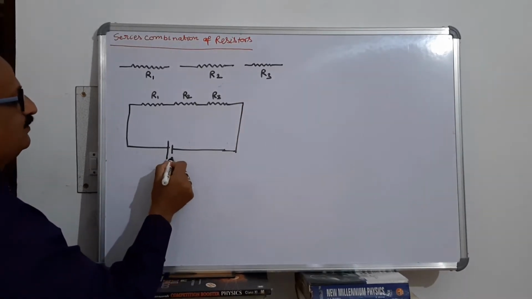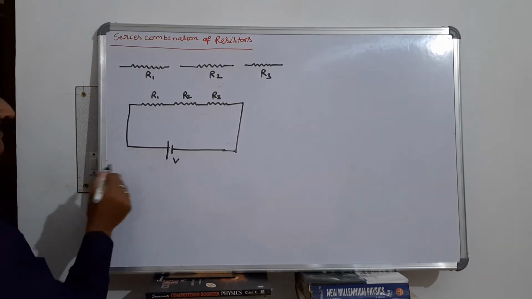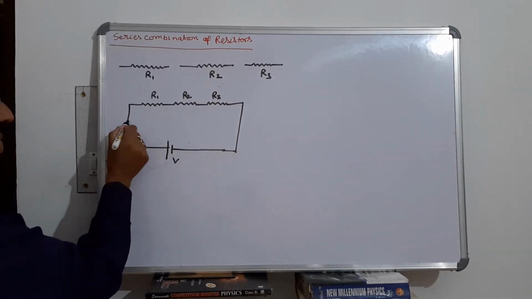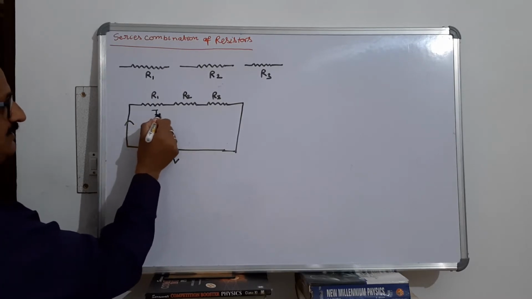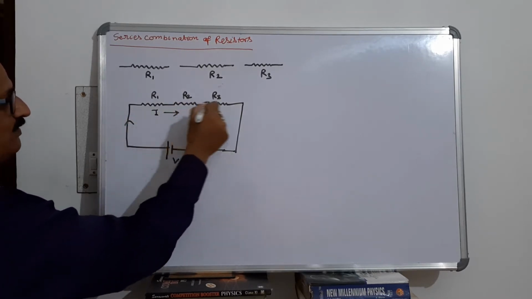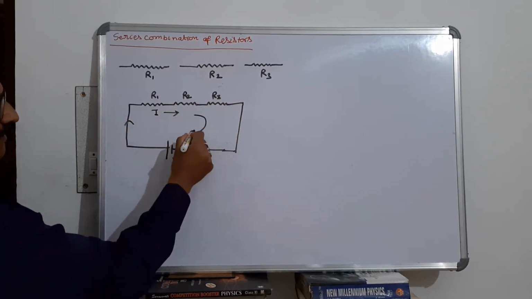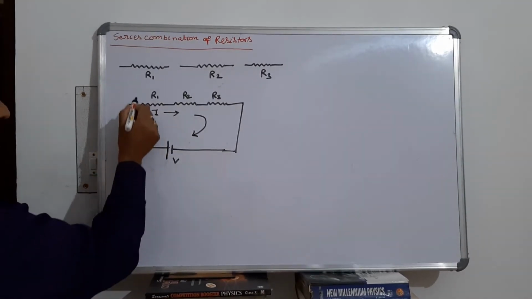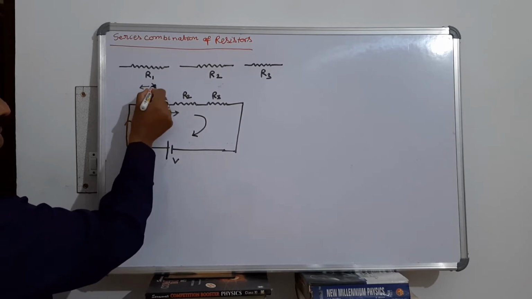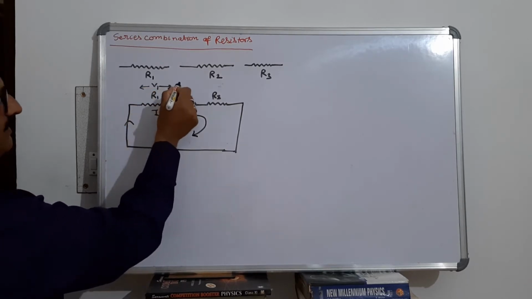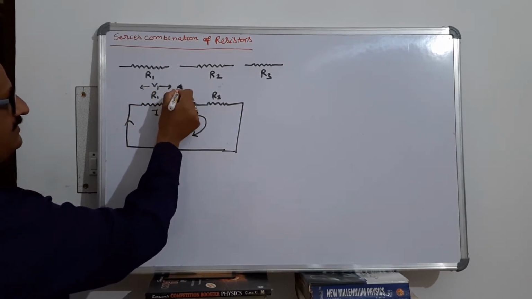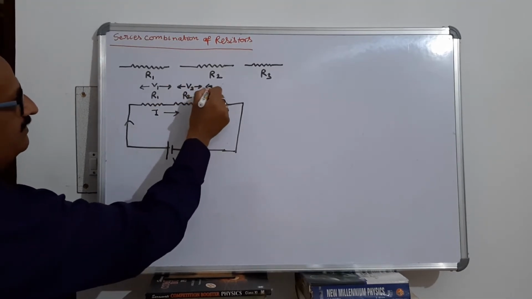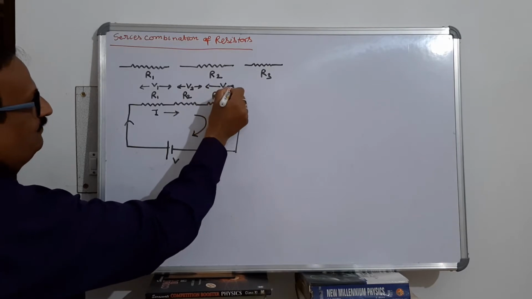Potential difference between two terminals is V. Now since all three resistors are in series, the same current flows through each resistor. Suppose that current I is flowing through each resistor. And suppose that potential difference across this resistor is V1. Potential difference across second resistor is V2 and potential difference across third resistor is V3.